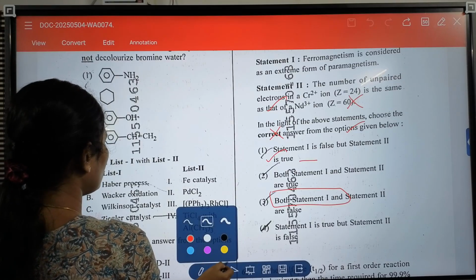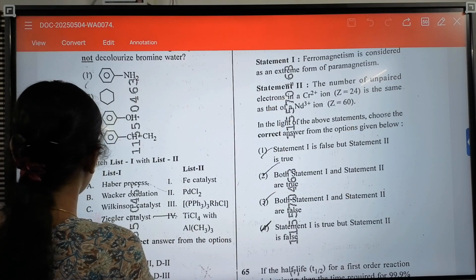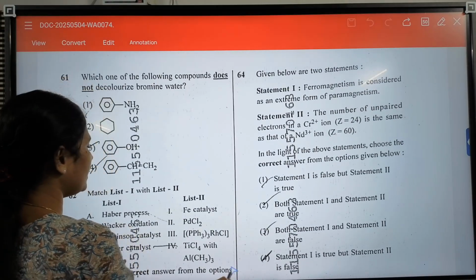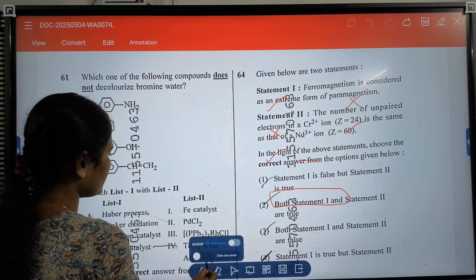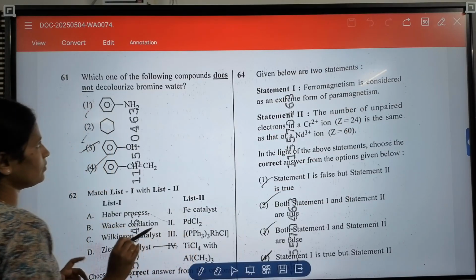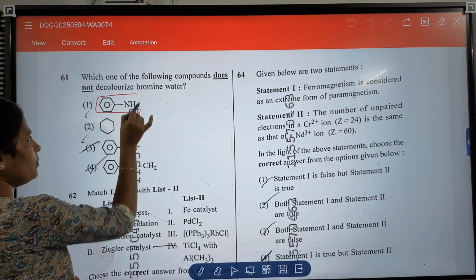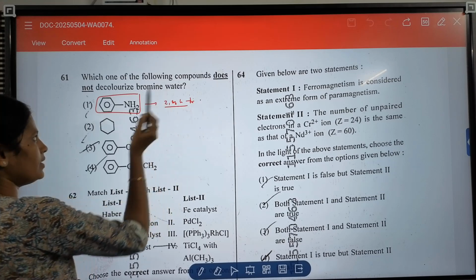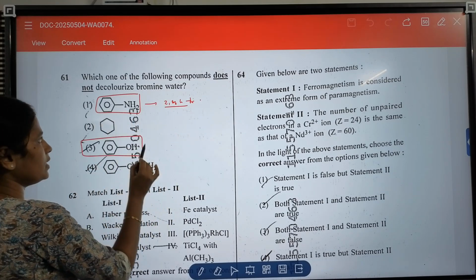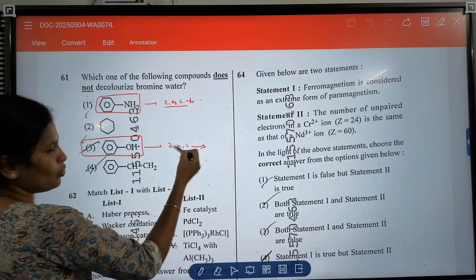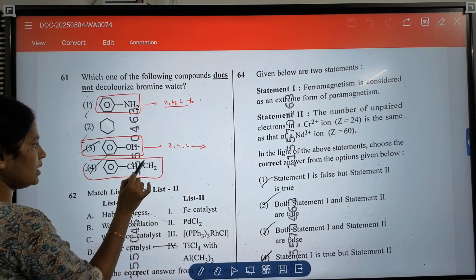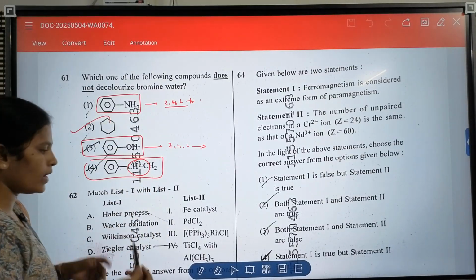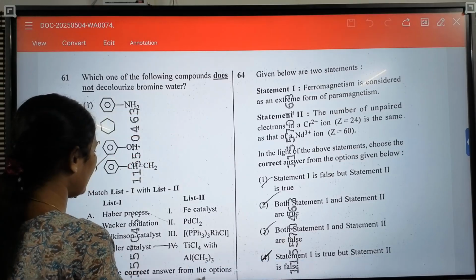Look at this question. Which one of the following compounds does not decolorize bromine water? Not decolorizing means it should not react with bromine. Aniline will react with bromine, it gives 2,4,6-tribromo. Phenol also will give 2,4,6-tribromo white precipitate. You know that if an alkene is there, definitely it will react. So the answer is 2. There is no unsaturation and also no reactive part.